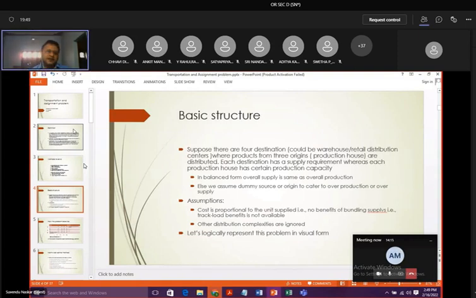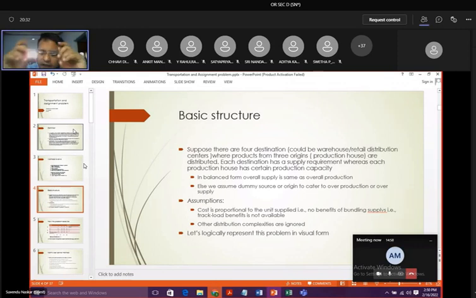So how will the basic structure look now? Suppose there are 4 destination points. A destination can be your warehouse, a retail distribution center, or anything. So essentially these are the destinations where the material will go, with products from 3 origins. An origin can be a production house, or it can be a warehouse itself. So it can be between production house and warehouse, or warehouse and retail distribution. However, there are destinations and there are origins. So we'll have to distribute to these 4 destinations from these 3 origins. This is an example. Each destination has a supply requirement, whereas a production house has a certain production capacity.